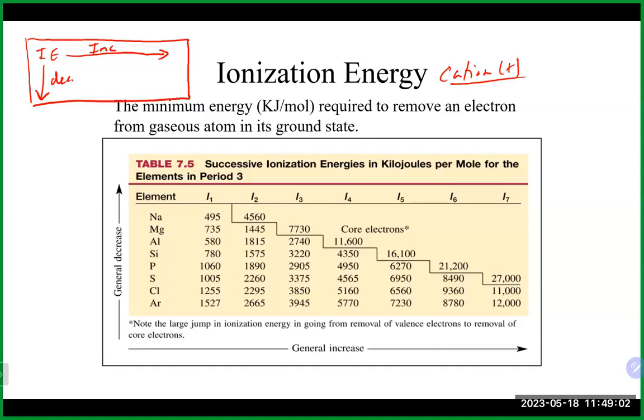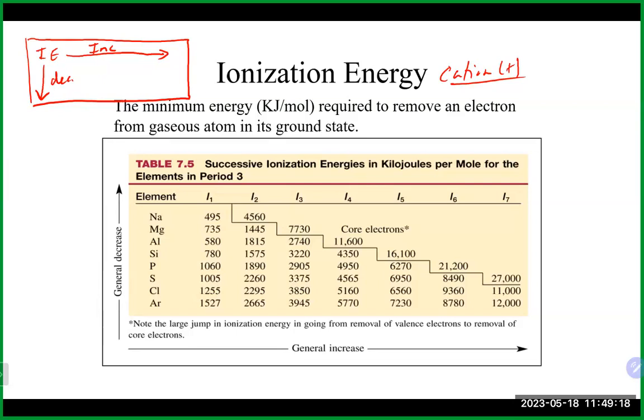Left and down, which is basically metals, are guys that typically will lose electrons. They have less ionization energy, which means it's a little bit easier to remove an electron.